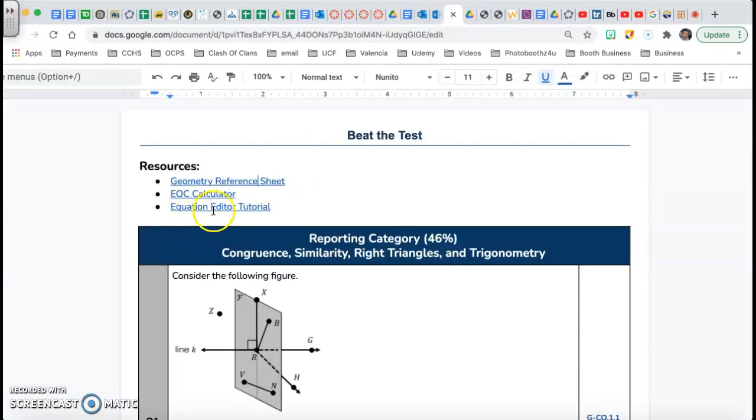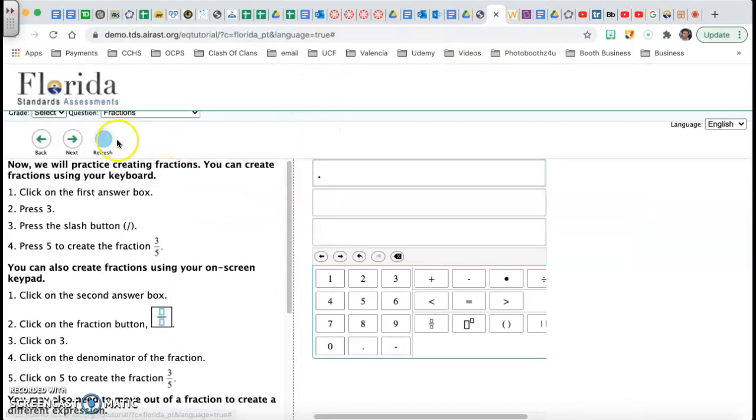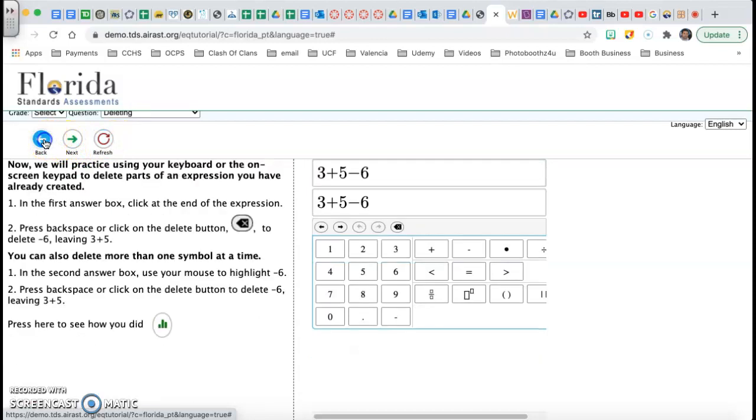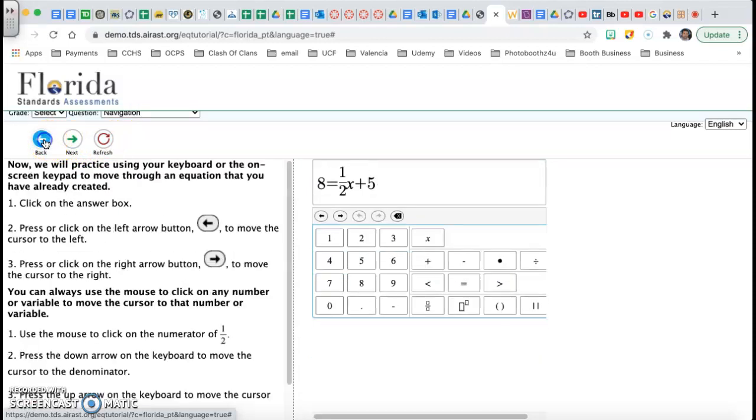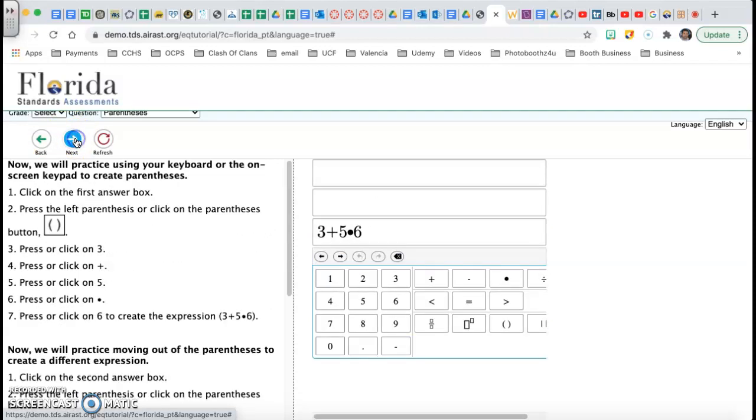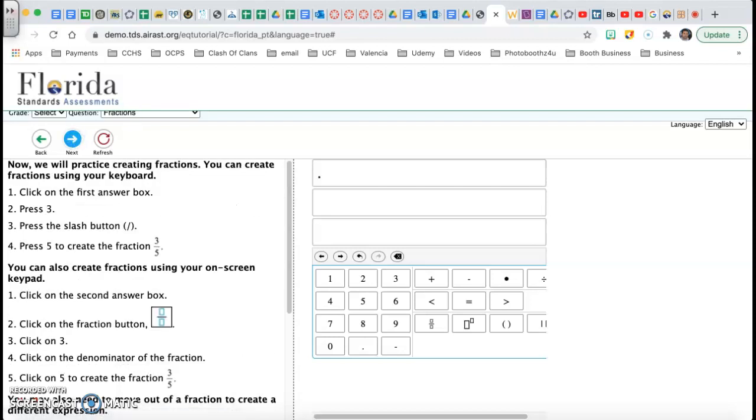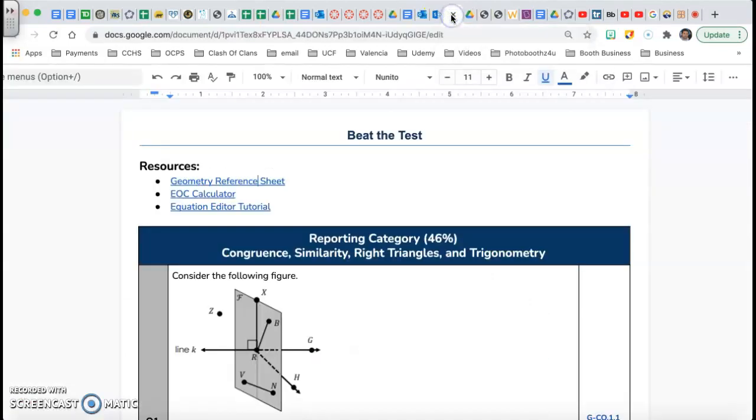The third one is the equation editor tutorial. For some of the answers that you have to input on the exam, you have to write equations. Here's a tutorial that will explain how to do them. Please do not wait until the day of the exam to practice on this tutorial. Make sure you practice beforehand, so you feel comfortable the day of the exam.